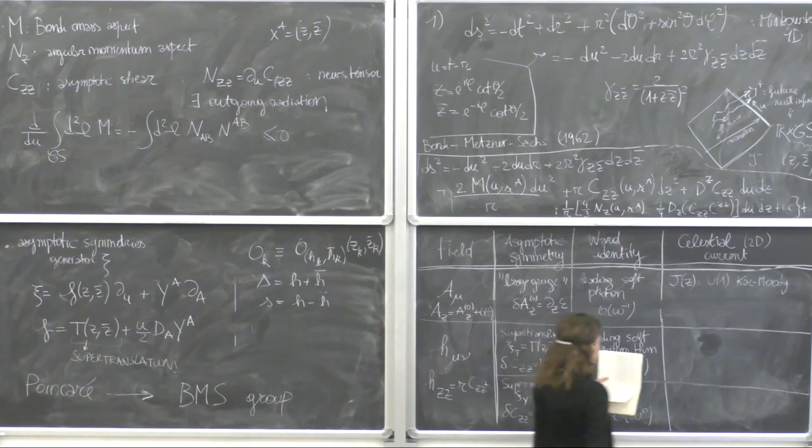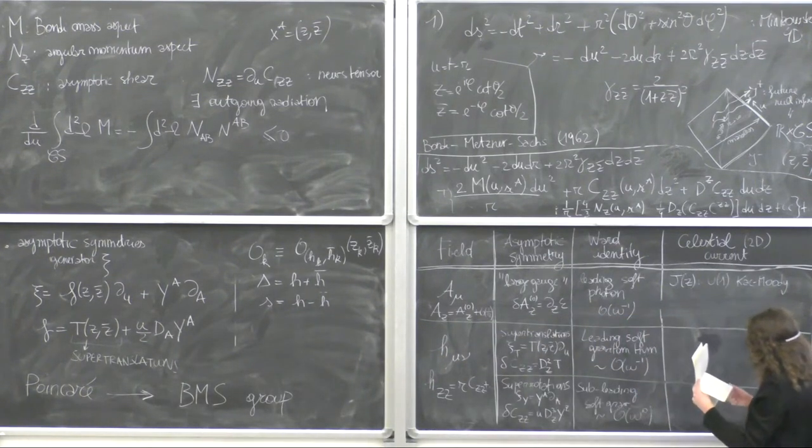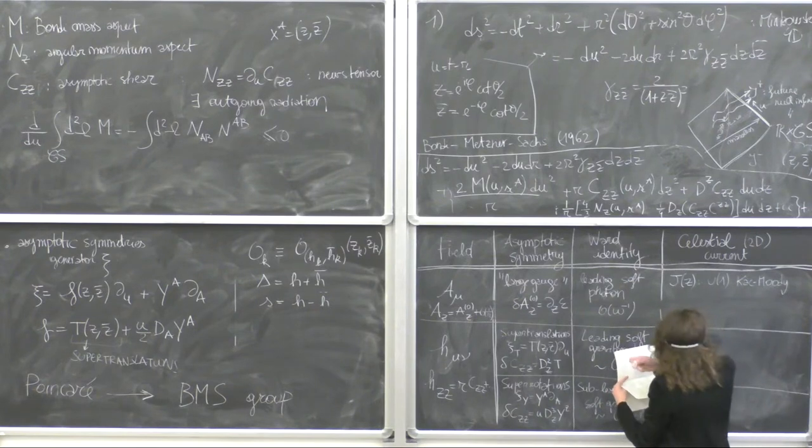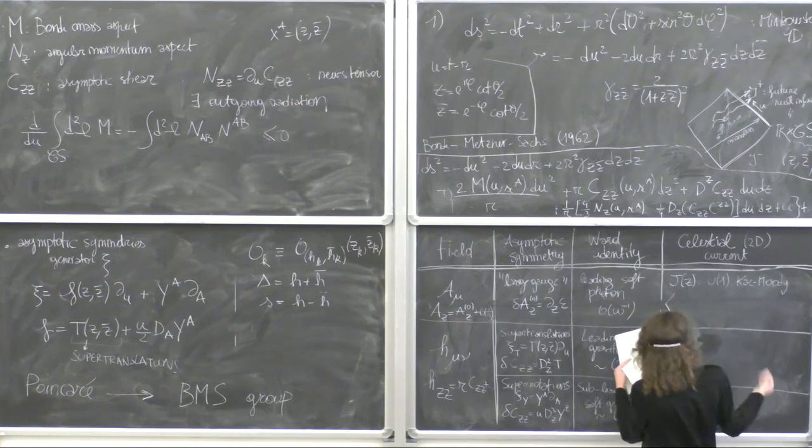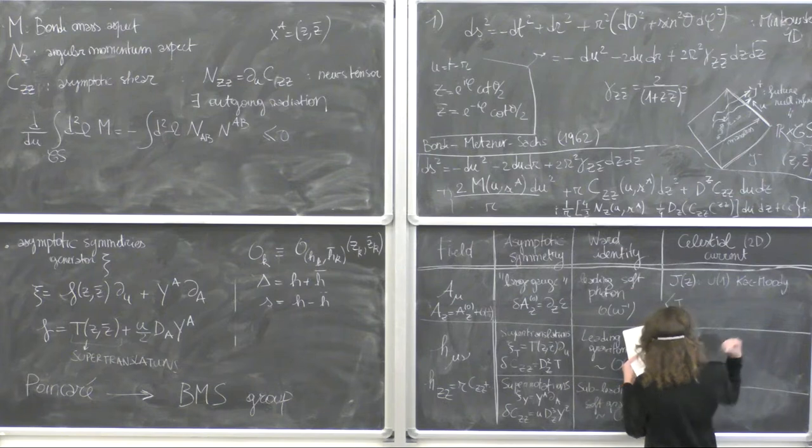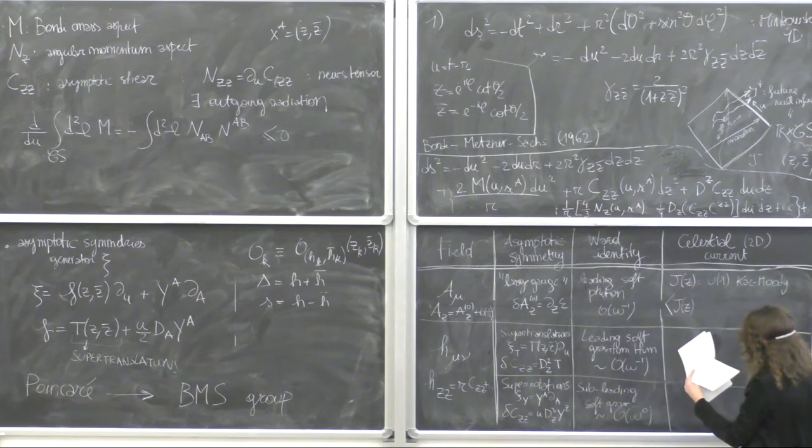So the way that the soft photon theorem is expressed in the celestial picture is by the insertion of this current that I call J.